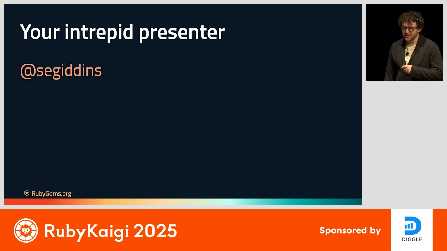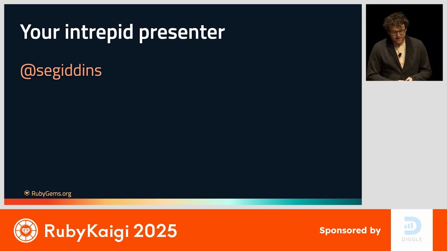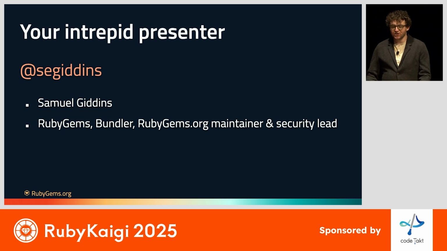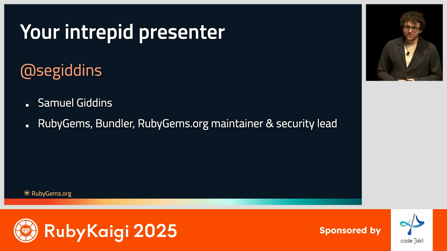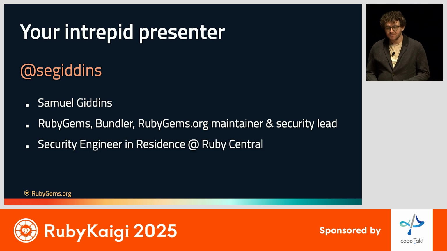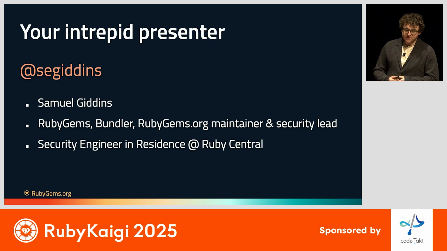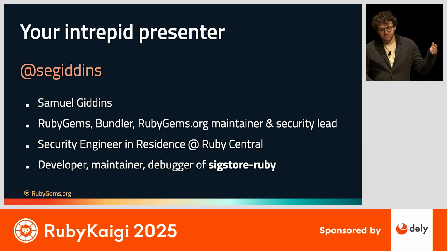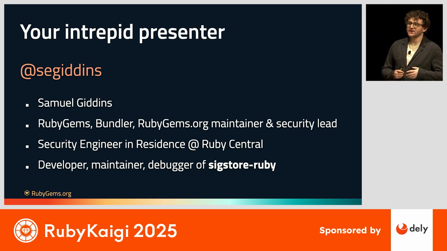So a little bit about me. I am at Giddins everywhere on the internet. My name is Samuel. I am the RubyGems, Bundler, and rubygems.org security lead and a member of those core teams. By day, I am the security engineer in residence at Ruby Central. And also by day, because part of my job, I am the developer, maintainer, and most frequently the debugger of sigstore-ruby.